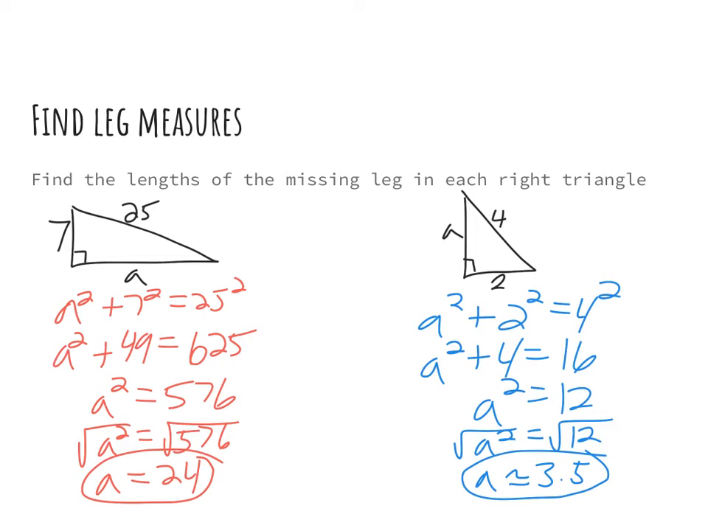The one thing you need to know about this is that I chose to leave it as A squared. I would get the same exact thing if I decided to do it as 2 squared plus A squared equals 4 squared. So the order of that doesn't really matter. The legs can be in any order that you want them to. The only thing is you have to make sure the hypotenuse is on a side by itself.